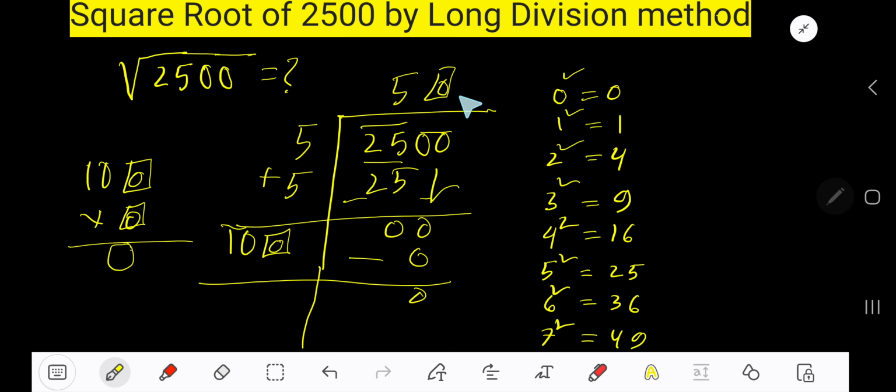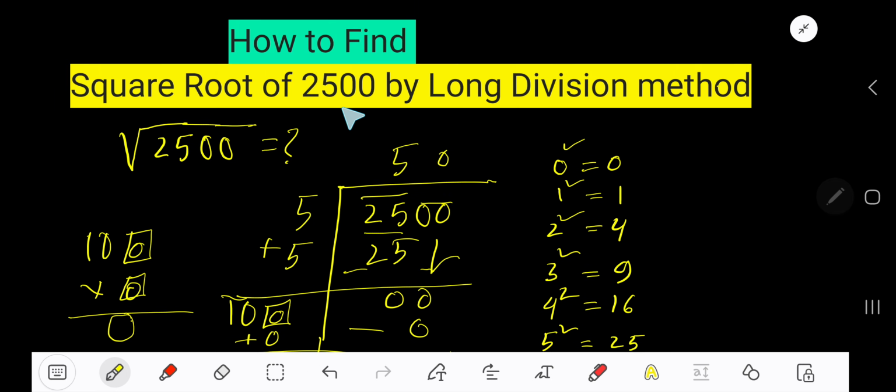Since we have placed the digit 0 here, the same digit will come under this divisor and you need to add. So 100 plus 0, 100 actually. Look, the double of this 50 is 100. So from this we can say that this answer is correct. So the square root of 2500 by the long division method is 50.